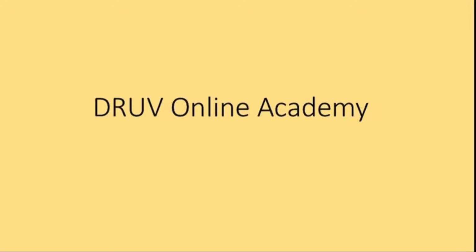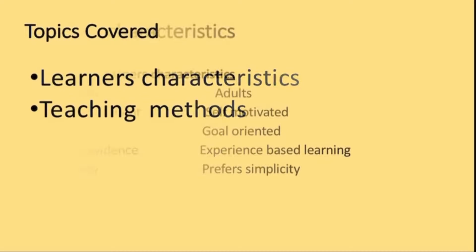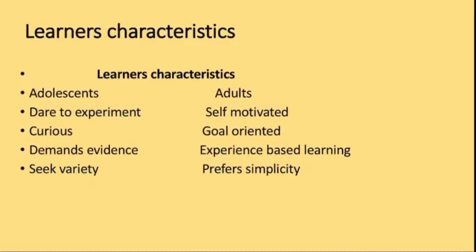In this 30-day revision series, we can revise some topics from the unit Teaching Aptitude. We can see learners' characteristics and teaching methods. It is important for a teacher to understand the learner's characteristics because this gives us an insight into the learner's strengths, their challenges, their tastes, their styles and preferences. So with this understanding, we can modify our teaching style and make the teaching learning process more effective.